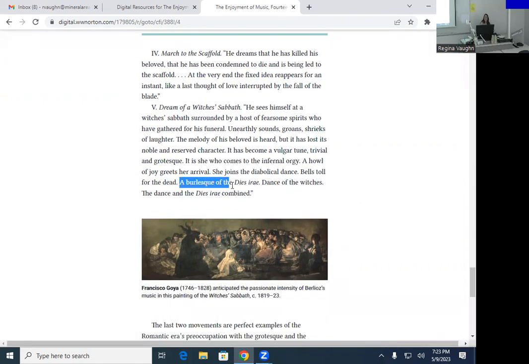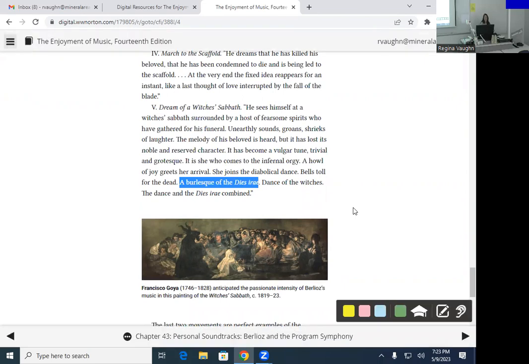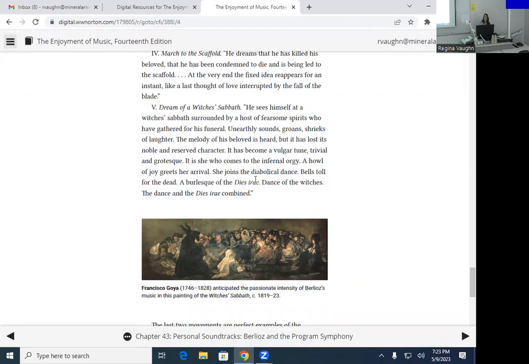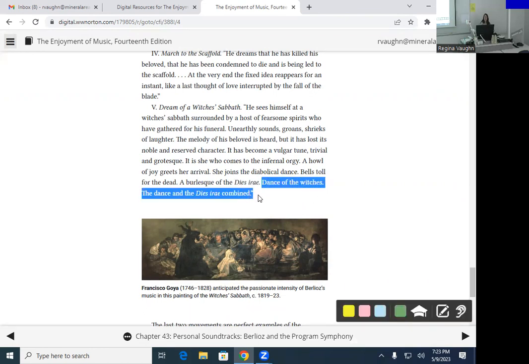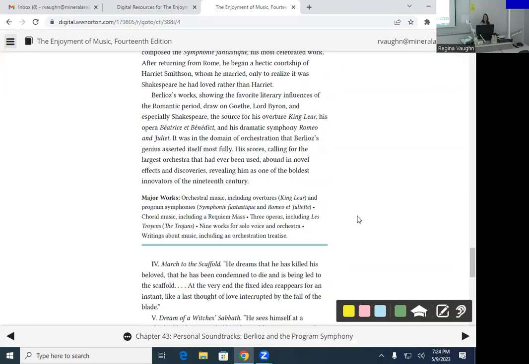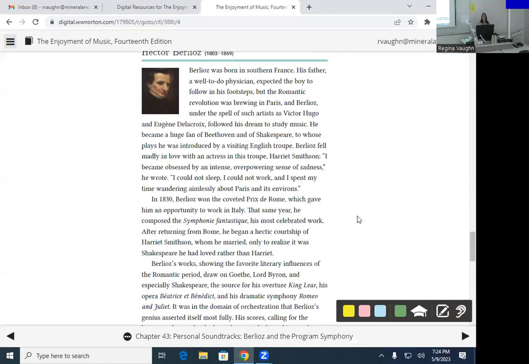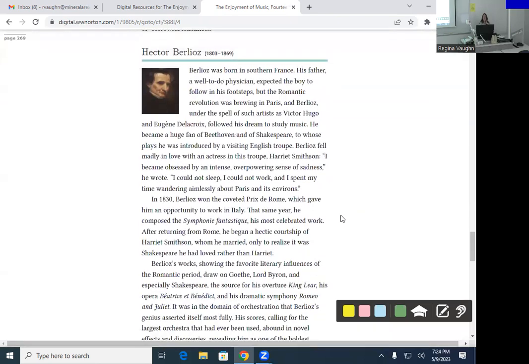We hear a burlesque of the Dies Irae. Remember the Dies Irae from last time? The song about the day of wrath. There's the witch's dance, and the Dies Irae are then combined into one. So let's hear about Berlioz here for just a minute. Berlioz was French.